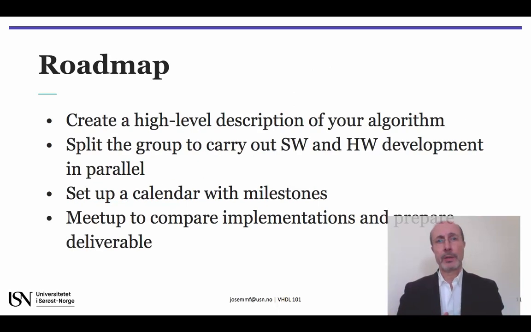You may consider to start by creating a technology-independent, high-level description of your algorithm, and then split the group to develop the hardware and software implementations in parallel. Don't forget to define a calendar of milestones and to meet up frequently to discuss progress and compare developments. And that's all.